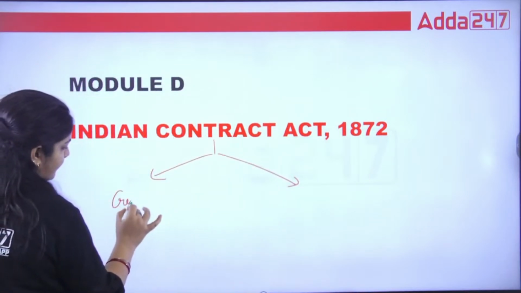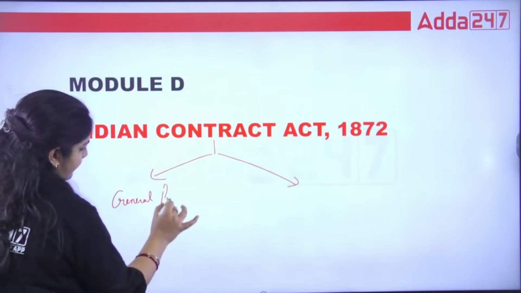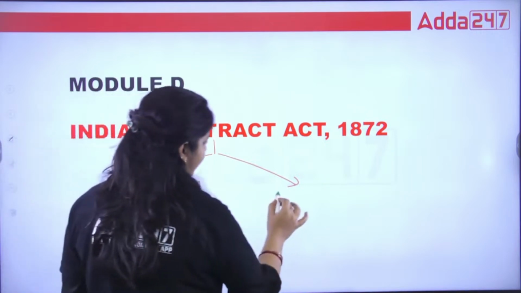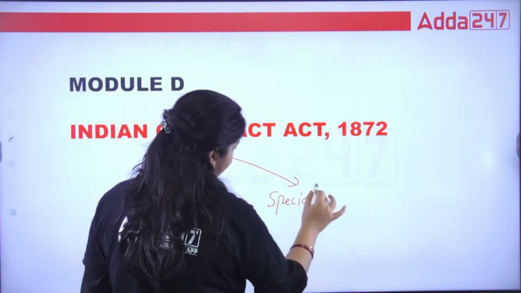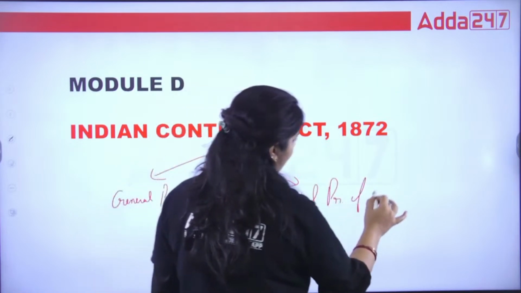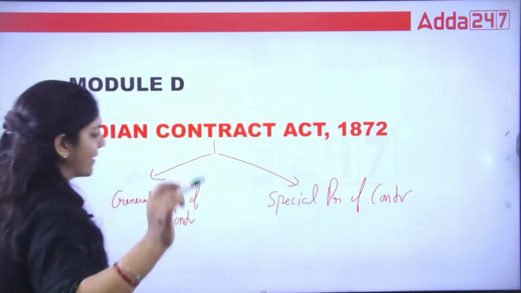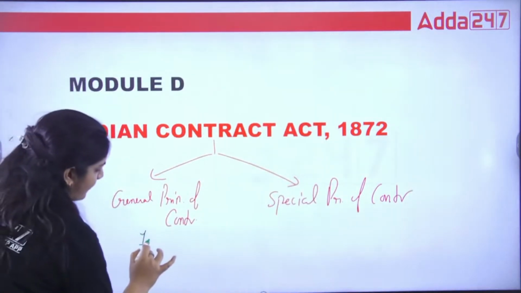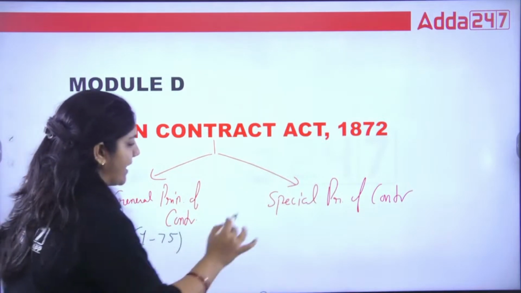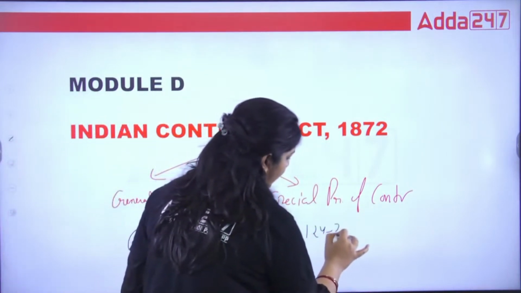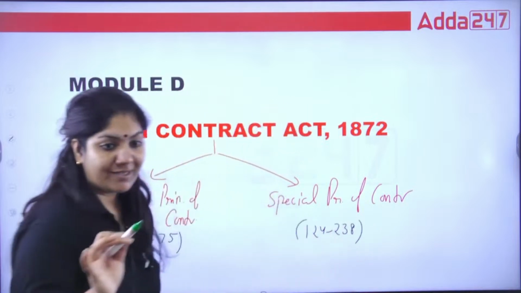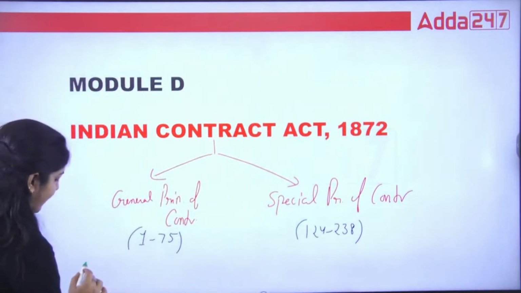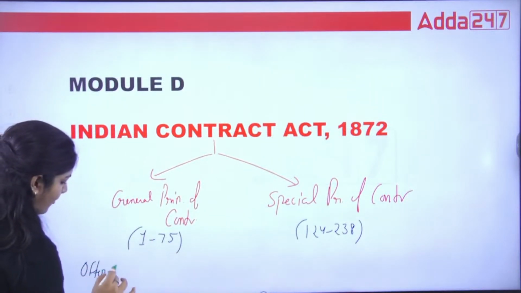The first is the general principle of contract. The second is the special principle of contract. Right? It's a quick revision. So class, as we know, the general principle of contract is section 1 to 75, and the special principle of contract is section 124 to 238, but you do not need to mug up the sections. Okay? So this 1 to 75, basically, in which we have just read the formula of contract.